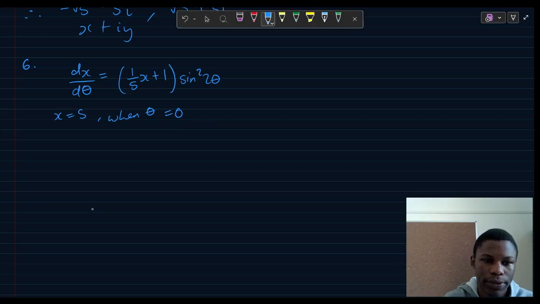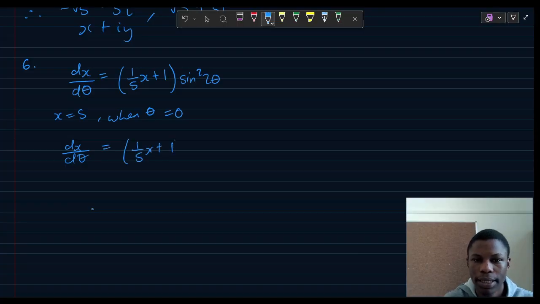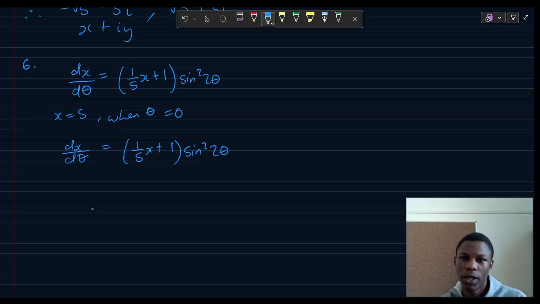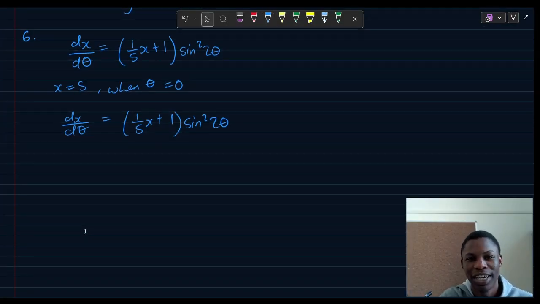So we're given this differential equation dx/d theta is equal to 1 over 5x plus 1 sine squared 2 theta. The first step when you've got a differential equation is to separate your variables. So we want to put everything that is x on one side, everything that is theta on the other side. So in this case, make sure you're not breaking any algebraic rules when you're doing this, right? So in this case, I want to move this to the left. It's currently multiplying on the right, so it has to divide when it goes to the left.